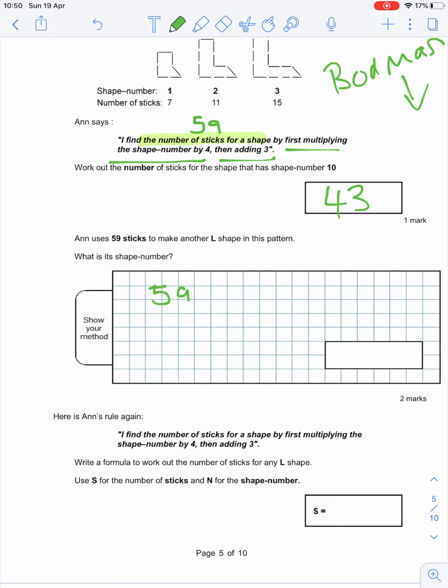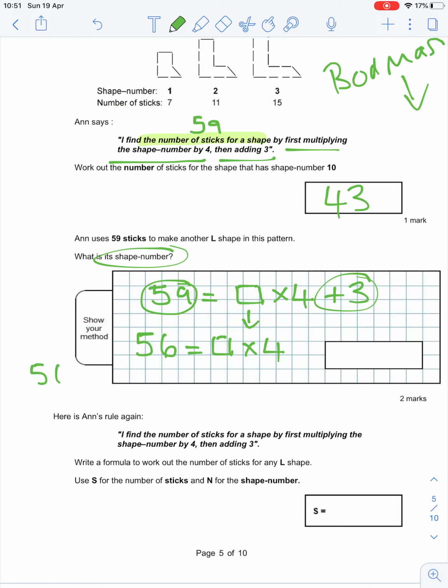So 59 equals something times 4 add 3. And we want to know what that something is because we need to know the shape number. So something times 4 add 3 equals 59. If we take this add 3 off, we need to take it off both sides. So we'll get 56 equals something times 4. So 56 divided by 4 gives me 14. 14 times 4. So the shape number is 14.